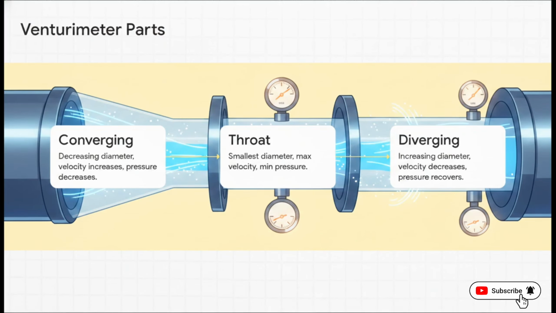Moving on to part 2, construction and working principle. A Venturimeter has a really distinct shape made up of 3 main parts. First, you've got the converging section. Here, the pipe diameter gradually shrinks, which forces the velocity to shoot up and, like we just said, the pressure to drop. Then the fluid hits the throat.